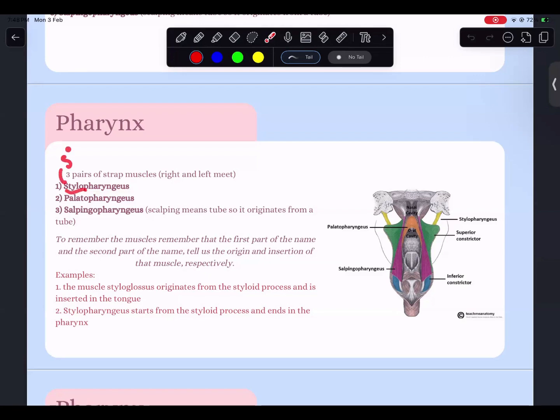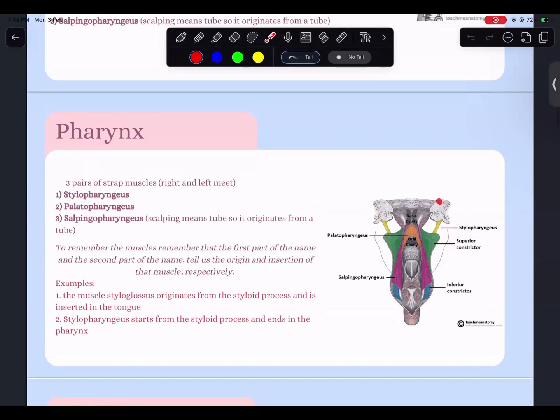So stylo means styloid process. Okay, so stylopharyngeus is a different muscle and styloglossus is a different muscle, so don't get them confused. This is your styloid process. So this is where your stylopharyngeus is going to come from, and then it's going to attach to the pharynx.